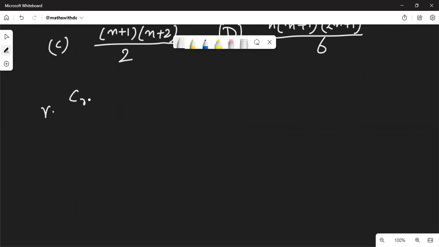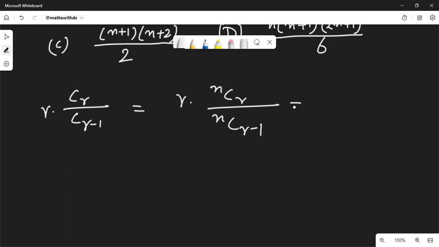R times CR over CR minus 1 should be, see, CR means nCr. So R times nCr divided by nC(R minus 1). Okay, we just use the formula of nCr.